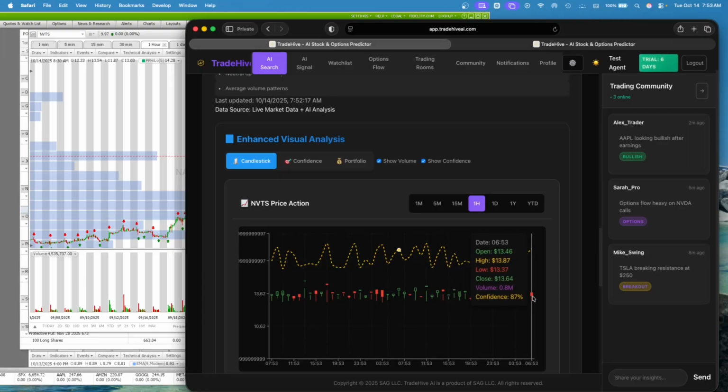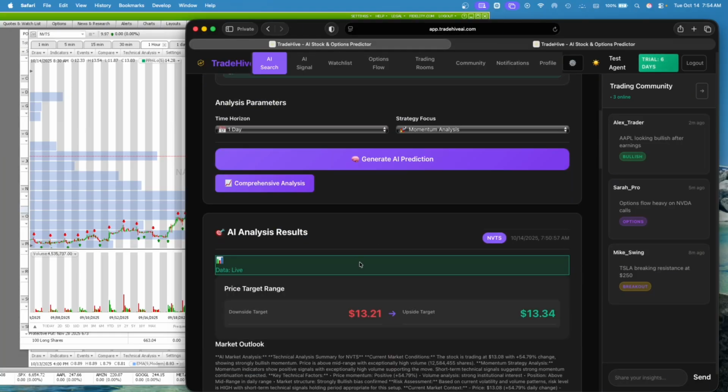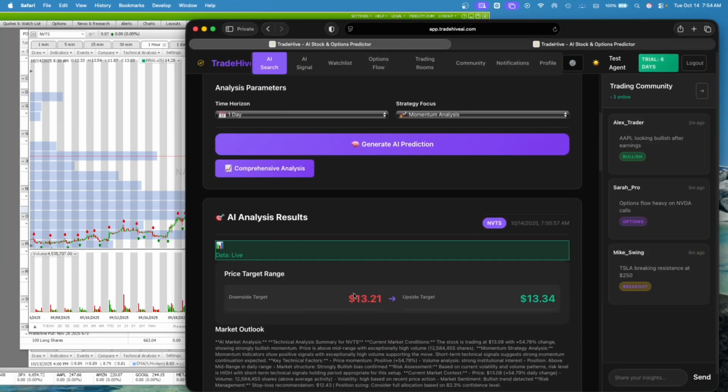You see when I hover over the candle, you see the open, 1346, right? And the high. So the prediction is 87 confidence. That's really not bad at all, right? Like it says here, like it says on the confidence level, right here.